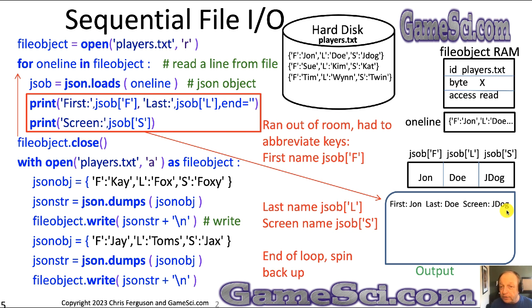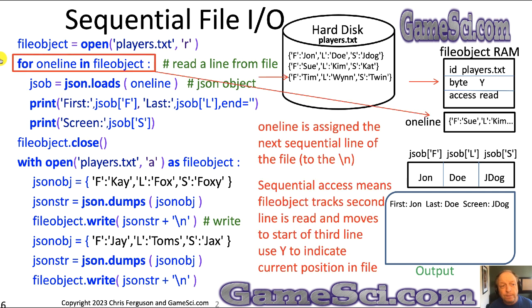Typically when I code, I don't like using abbreviated variable names, but in this case, we're going to have to use F for first name, L for last name, and S for screen name. So what did I do here? I opened the file, I read the first line, I loaded it into a dictionary, and I printed it on the screen. First line is done. Let's loop and spin back up and do the next line of the file.